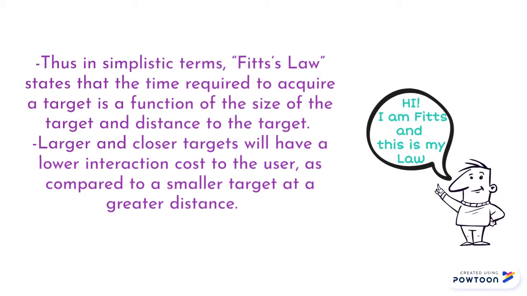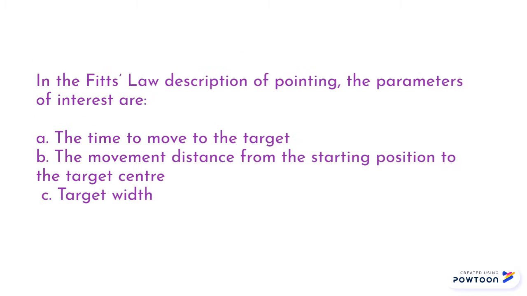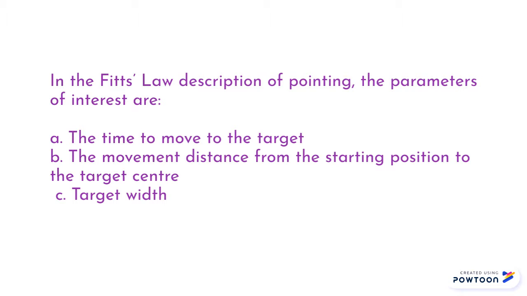Thus, in simplistic terms, Fitts Law states that the time required to acquire a target is a function of the size of the target and distance to the target. Larger and closer targets will have a lower interaction cost to the user as compared to smaller targets at a greater distance. In the Fitts Law description of pointing, the parameters of interest are A, the time to move to the target, B, the movement distance from the starting point to the target center, and C, target width.